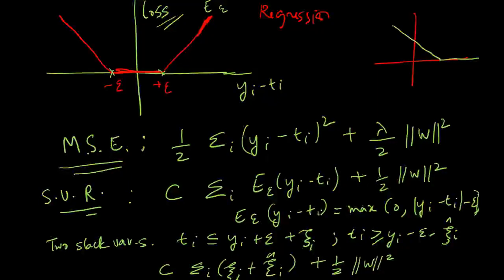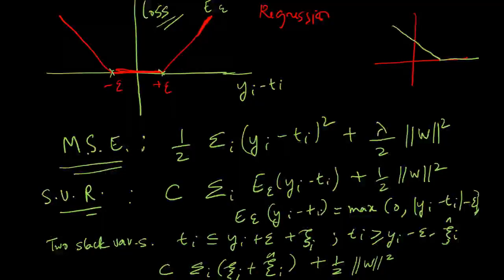So see the difference between C and lambda is that they are just inversely related to each other. What C does is the same thing as what 1 by lambda does. What lambda does is the same thing as what 1 by C does. So they are just equivalent. It's just a matter of preference whether we put the hyperparameter as C or as lambda. They are just reciprocals of each other.